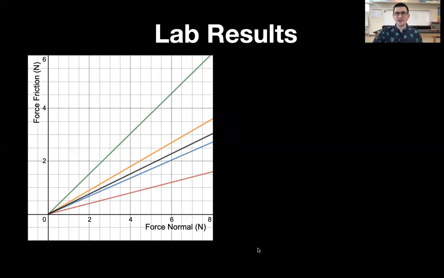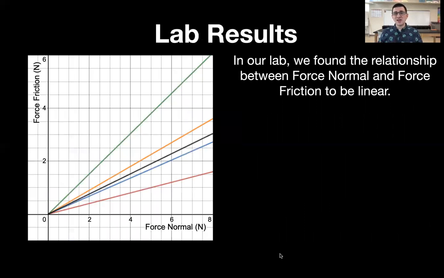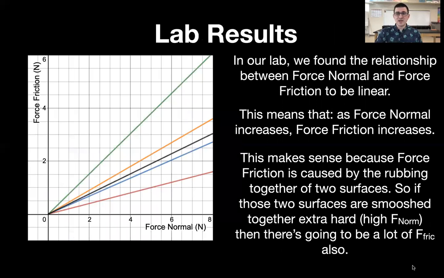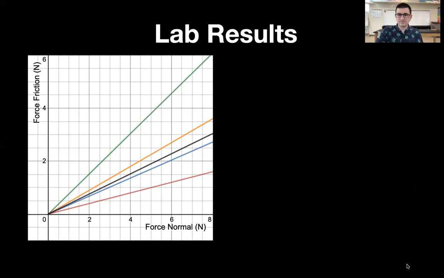So with that in mind, let's talk about our lab results. In our lab, we found the relationship between force normal and force friction to be linear. What that means is as force normal increases, force friction increases also. This makes sense because force friction is caused by the rubbing together of two surfaces. So if two surfaces are smushed together extra hard, which would be high force normal, there's going to be a lot of force friction.